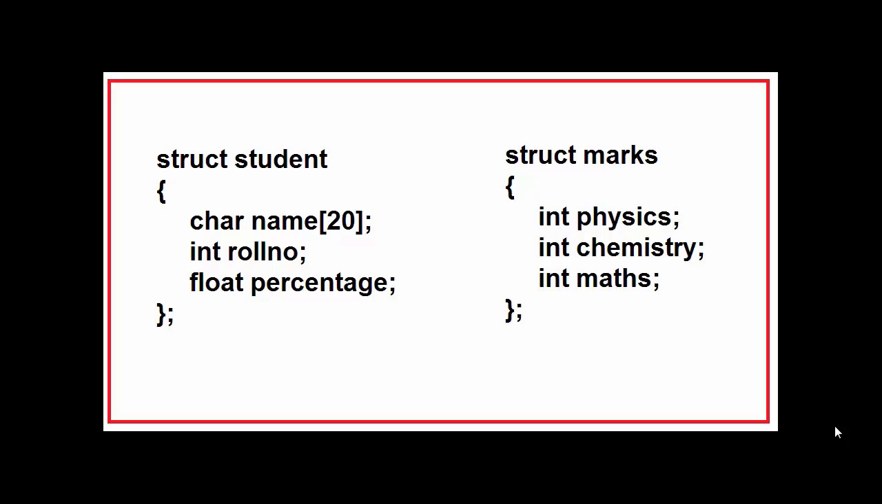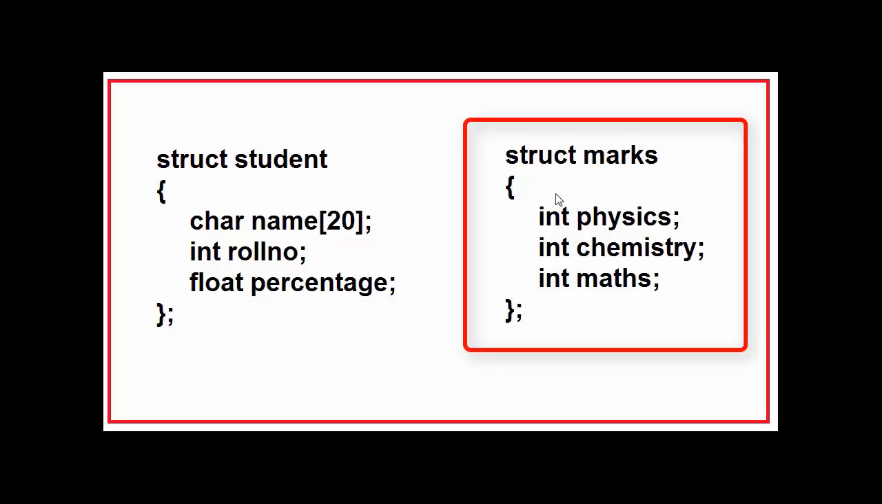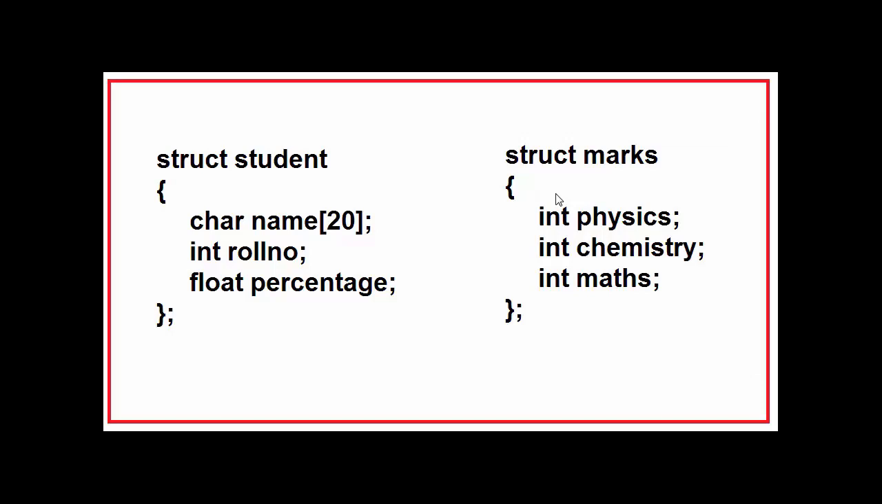Have a look at the image on the screen to understand the concept more clearly. So we have two structures, student and marks. Now we want to nest student structure inside marks structure. How can we do that? Now have a look at the other image.